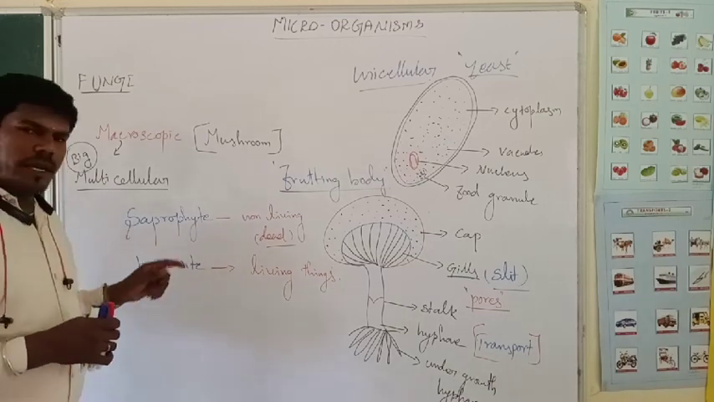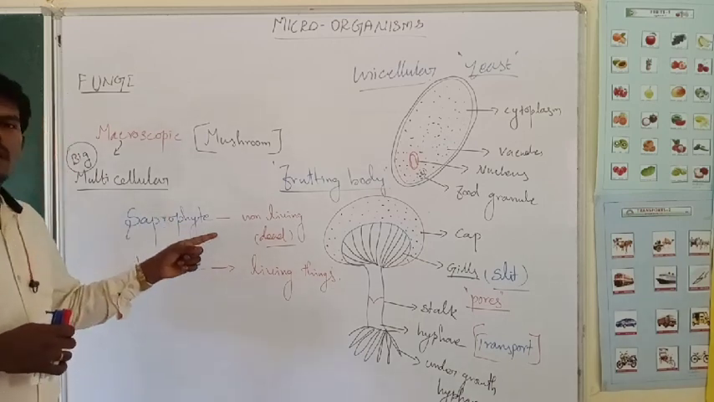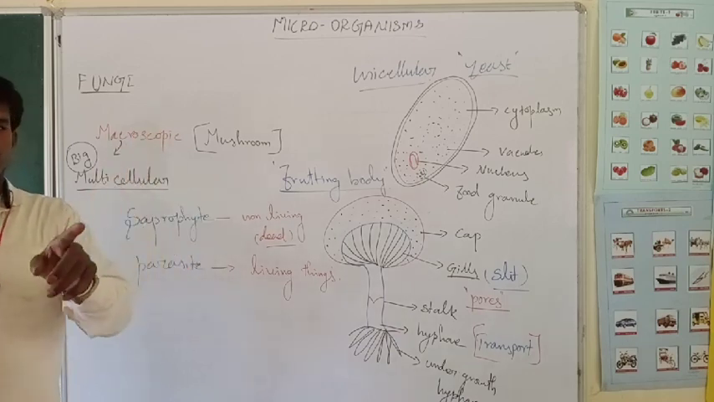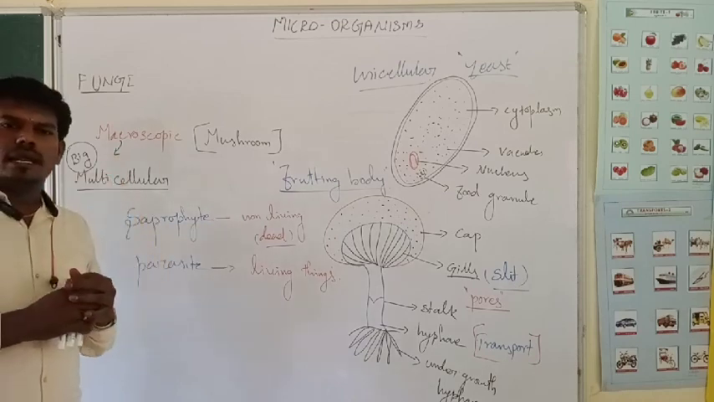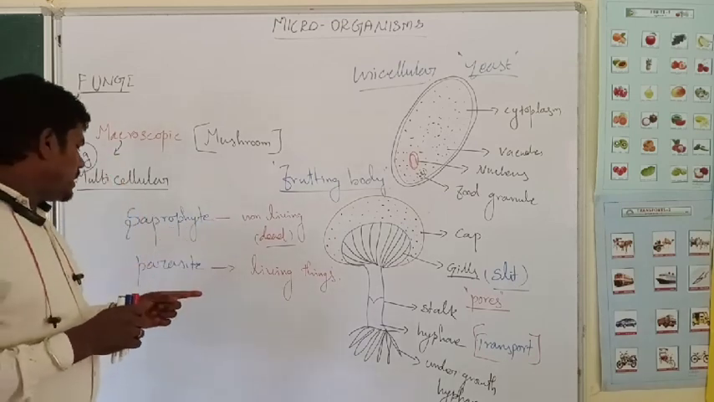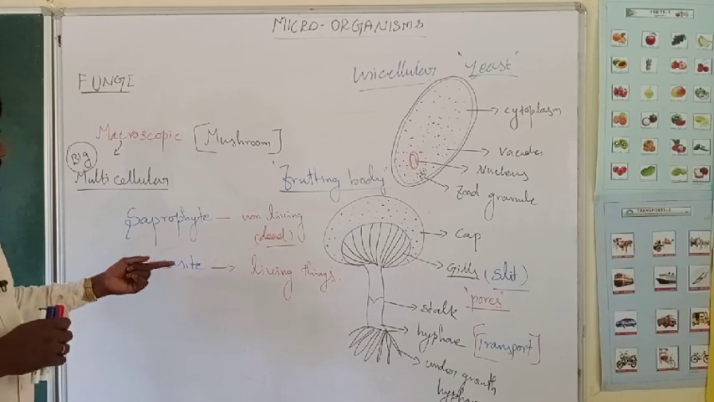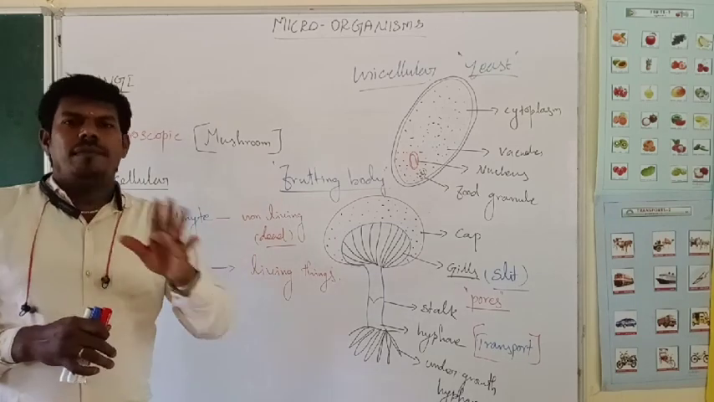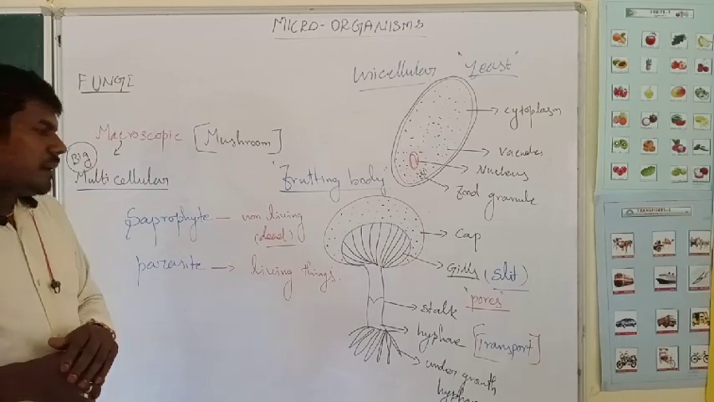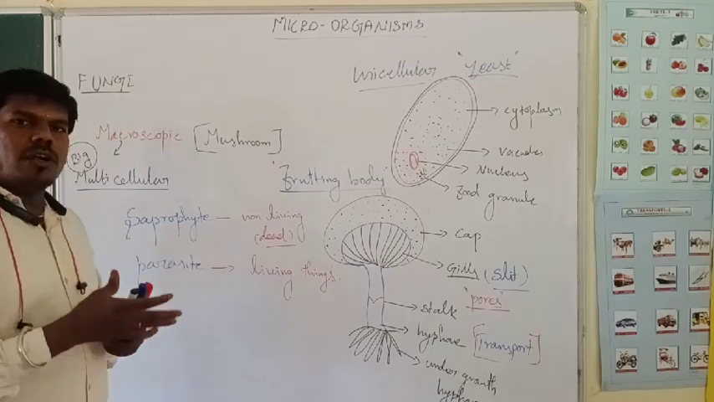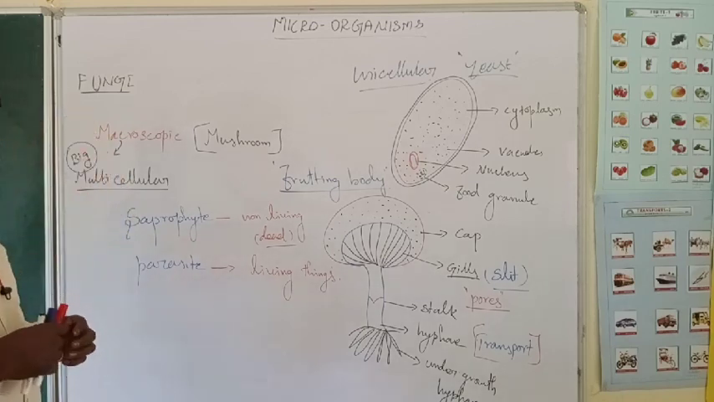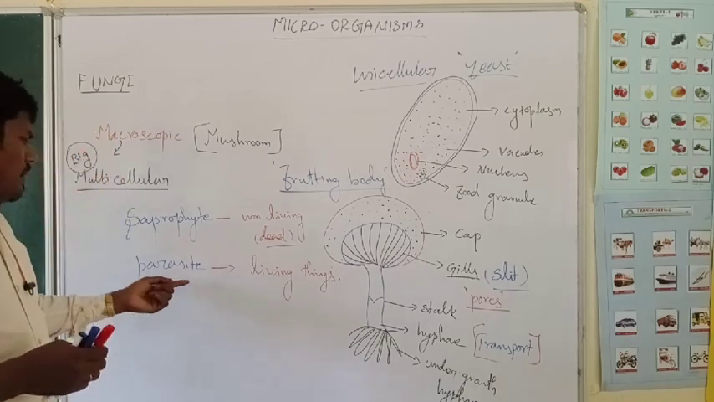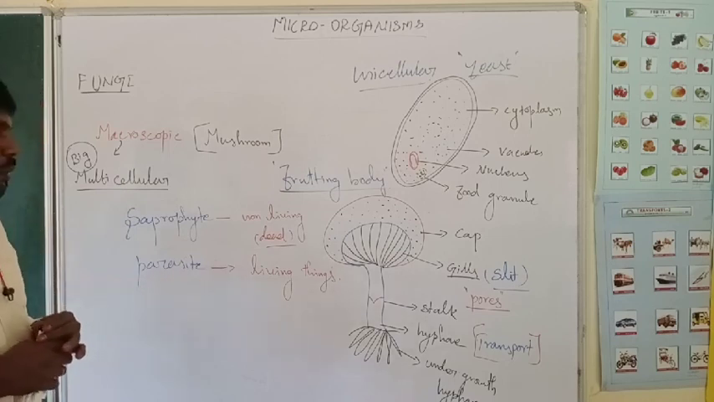The first one is saprophyte. Saprophyte means the organism gets nutrients from dead particles. Wherever dead particles are present, they attach easily and get energy or nutrients. That is saprophyte. And parasite: parasite means it is dependent only on living things. Any living thing they can attach to, such as root parasites. Good examples are agar, yes, Albugo, like that. Thank you.